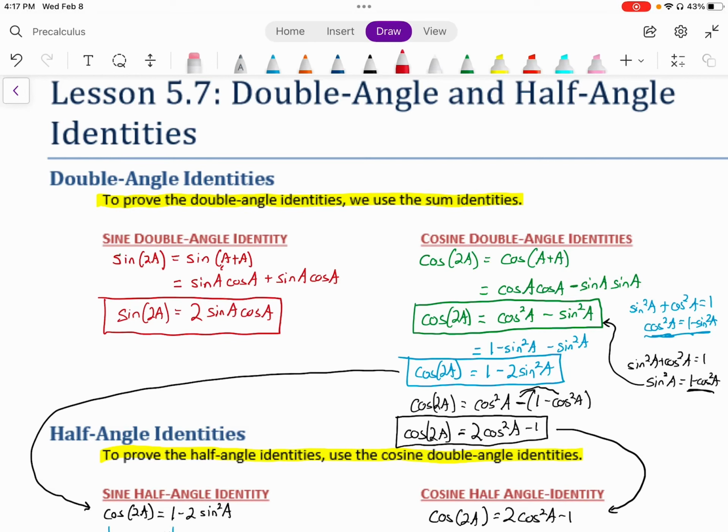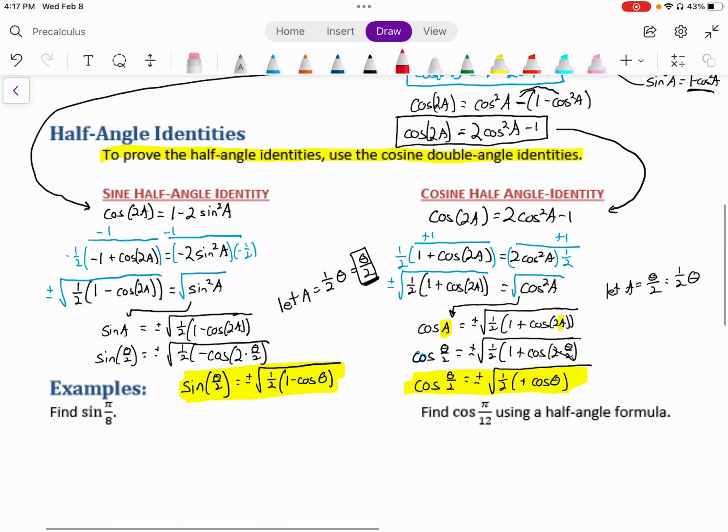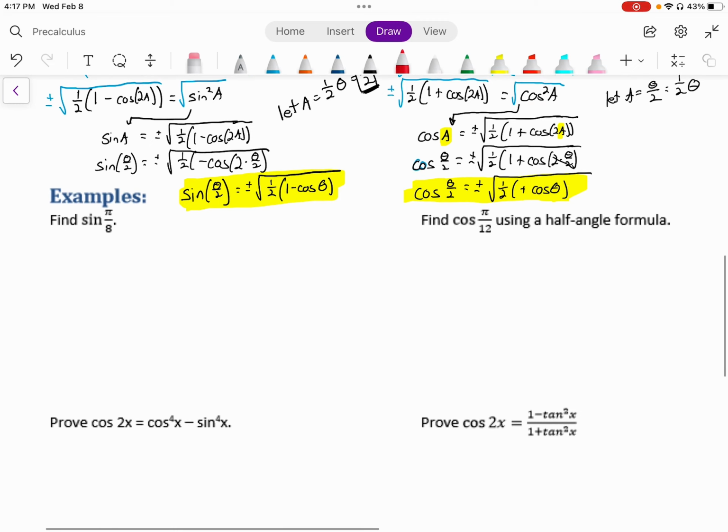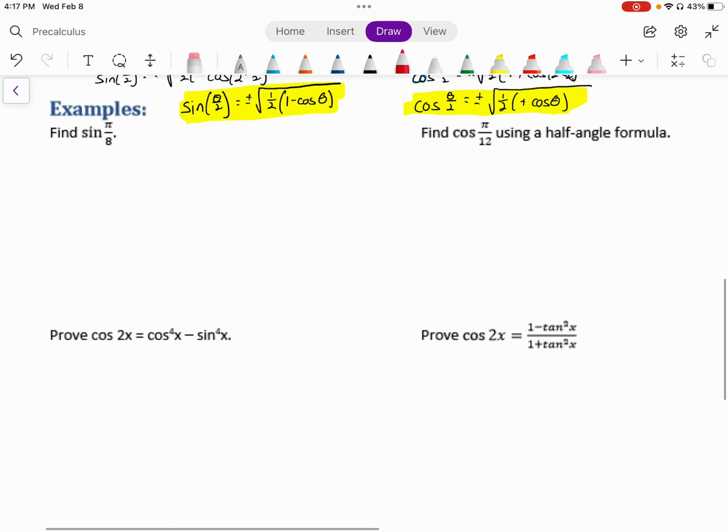We're going to go ahead and finish up lesson 5.7. In the first part, we just verified or proved the double angle and half angle identities for sine and cosine. Now we're going to use those in a couple different types of questions here. In fact, in these first couple, we're just using the half angle identities.